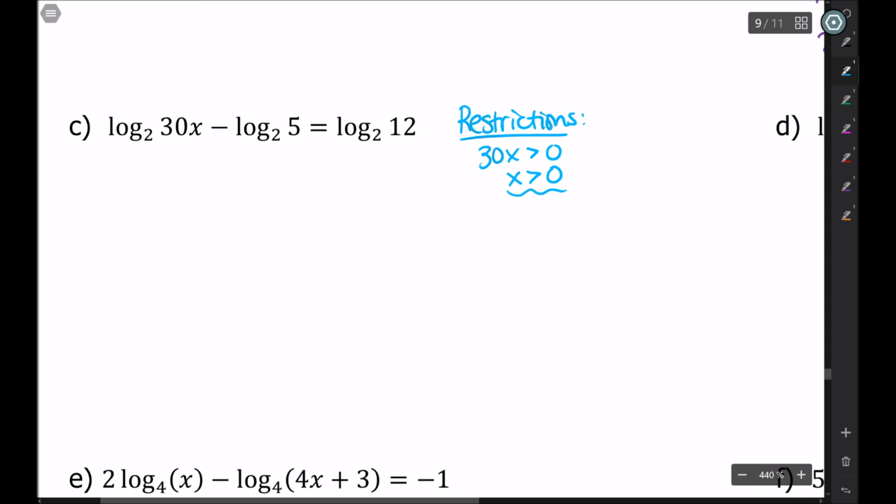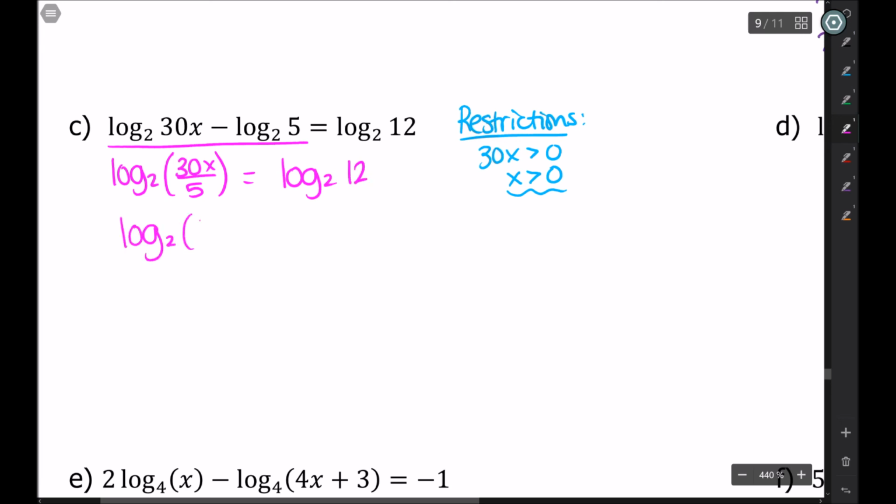This is my restriction. Now, if you remember, if we have subtraction with the same base, we're allowed to go ahead and divide these values right here. So I can say that this left side right here is equivalent to log base 2 of 30x divided by 5, and then I'm just going to copy down the right side right here. Okay, so then here I can say that log base 2, I can simplify this to 6x is equal to log base 2 of 12.